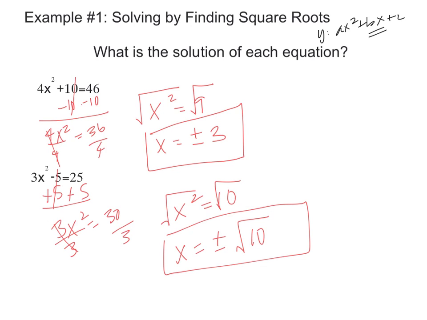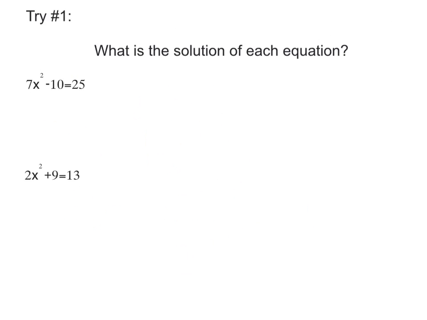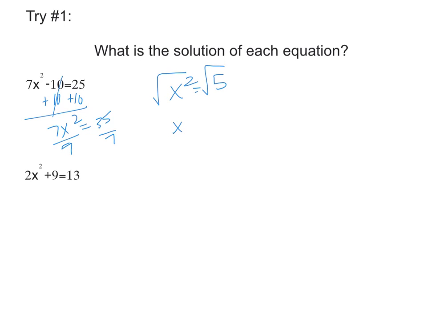Okay, let's do our try. Alright, so in try 1, again, we're going to solve by using square roots, so we're going to add 10 to both sides. We would get 7x squared equal to 35. Divide both sides by 7. And so x squared would equal 5. Finally, if we take the square root, we would get that x is equal to plus or minus the square root of 5.